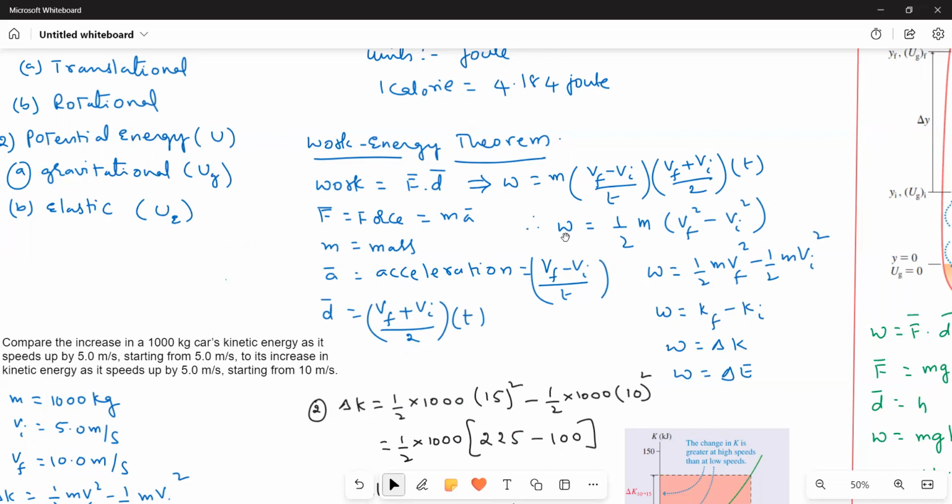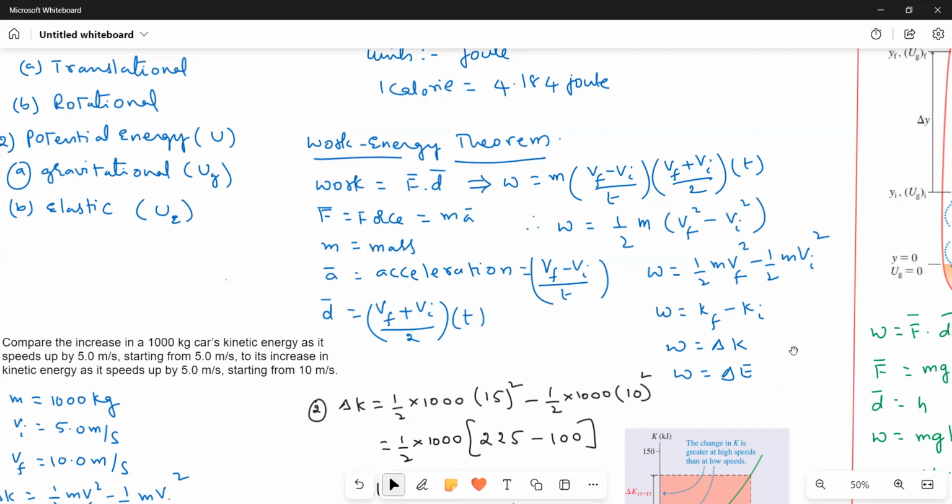So W is equal to half m times (a minus b) times (a plus b) form, therefore a square minus b square. Time cancels out, and this is equal to half m (vf square minus vi square). So W is equal to half m vf square minus half m vi square. Half m vf square is called Kf, and half m vi square is called Ki. So the work done is equal to Kf minus Ki, or work done is equal to delta K, the change in kinetic energy. In general, we take work done as equal to change in energy.